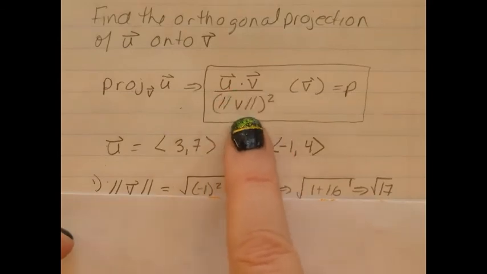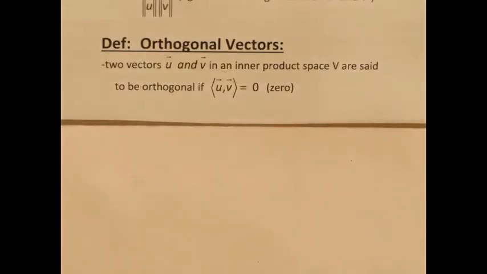Since we are dealing with projection, new definition, orthogonal vectors. Wow, they all sound the same, don't they? Two vectors u and v in an inner product space V are said to be orthogonal if the inner product of u and v equals 0. Not the zero vector, but 0.